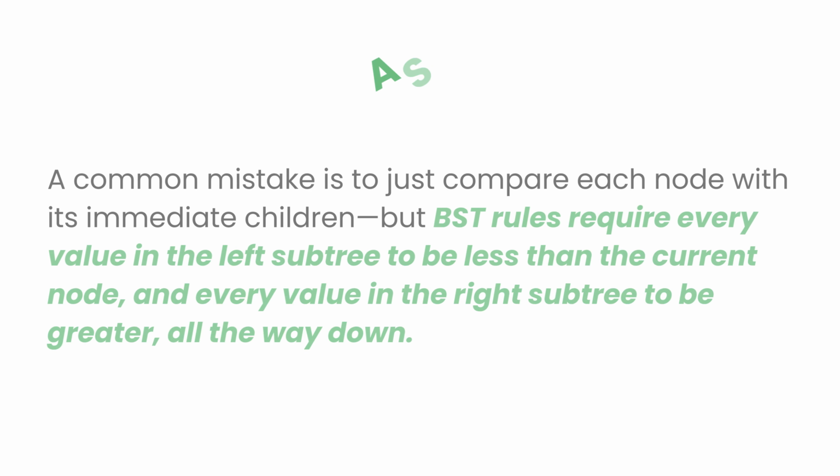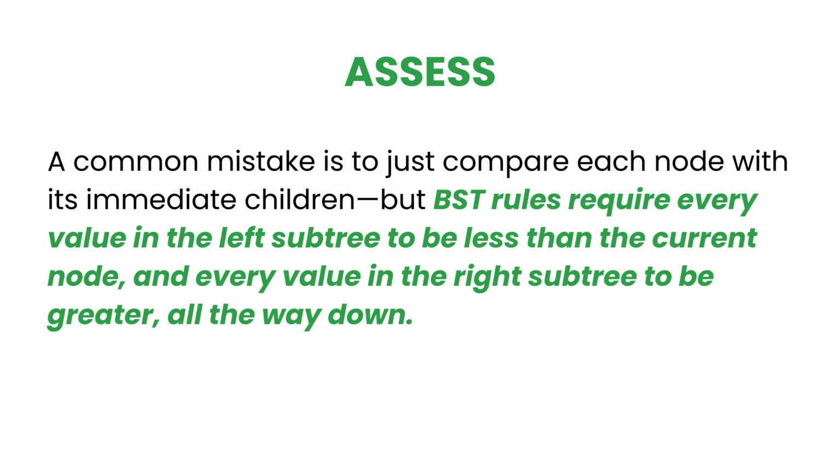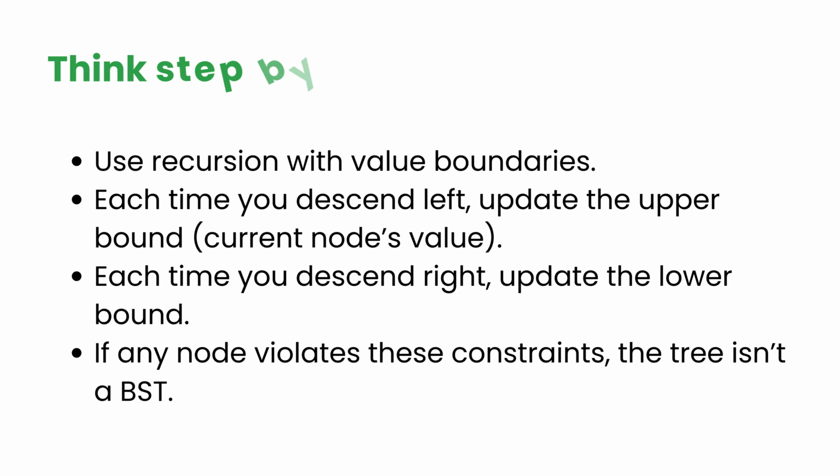Let's assess. What's tricky? A common mistake is to just compare each node with its immediate children, but BST rules require every value in the left subtree to be less than the current node, and every value in the right subtree to be greater, all the way down. Think step by step. Use recursion with value boundaries. Each time you descend left, update the upper bound, the current node's value. Each time you descend right, update the lower bound. If any node violates these constraints, the tree isn't a BST.